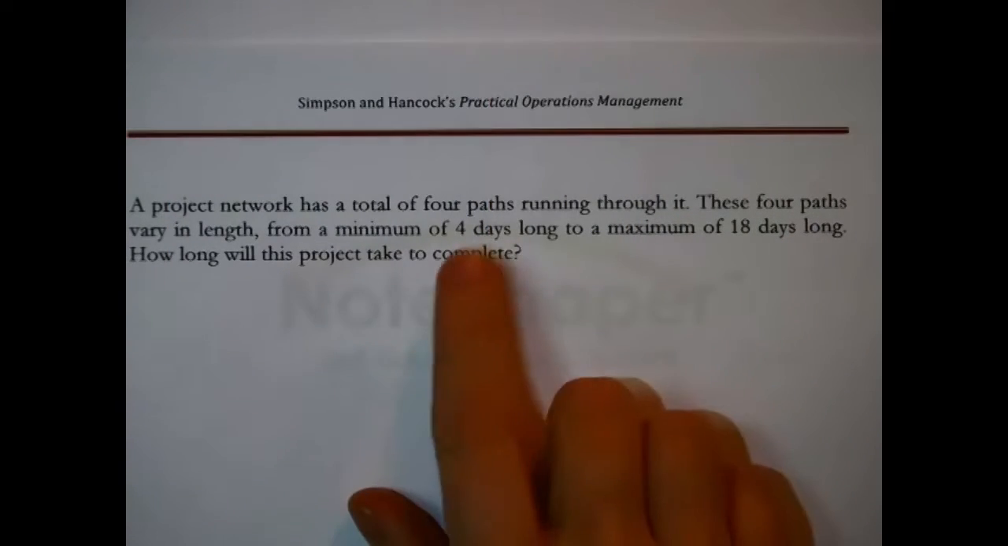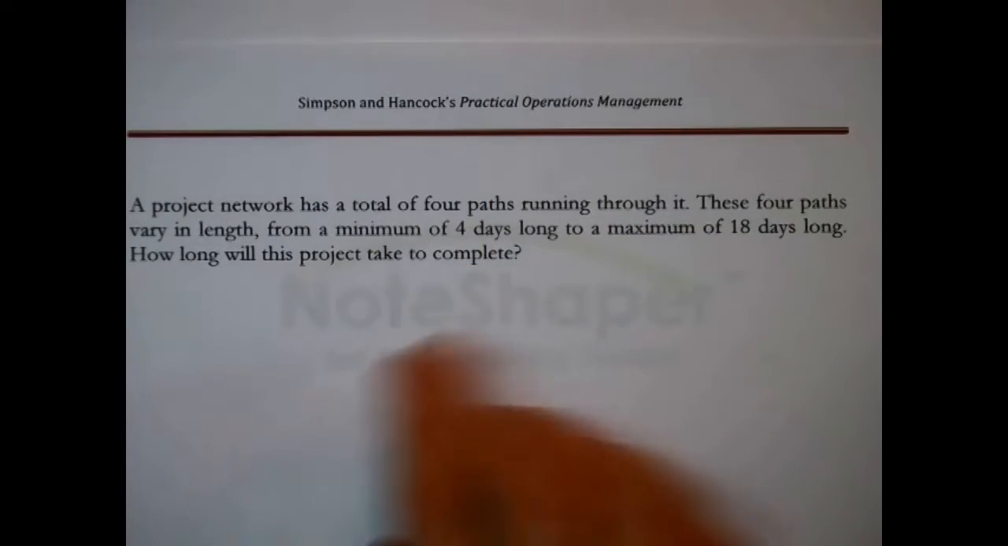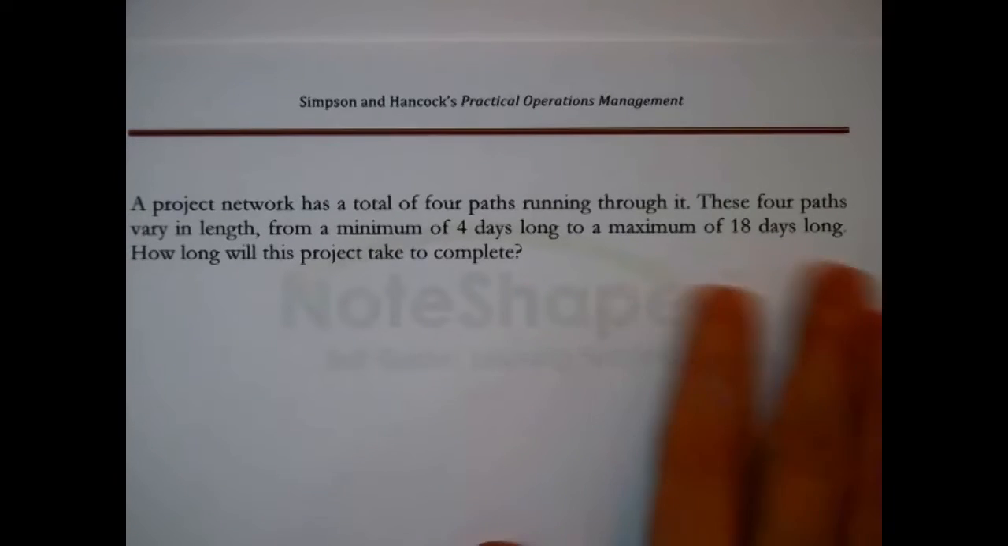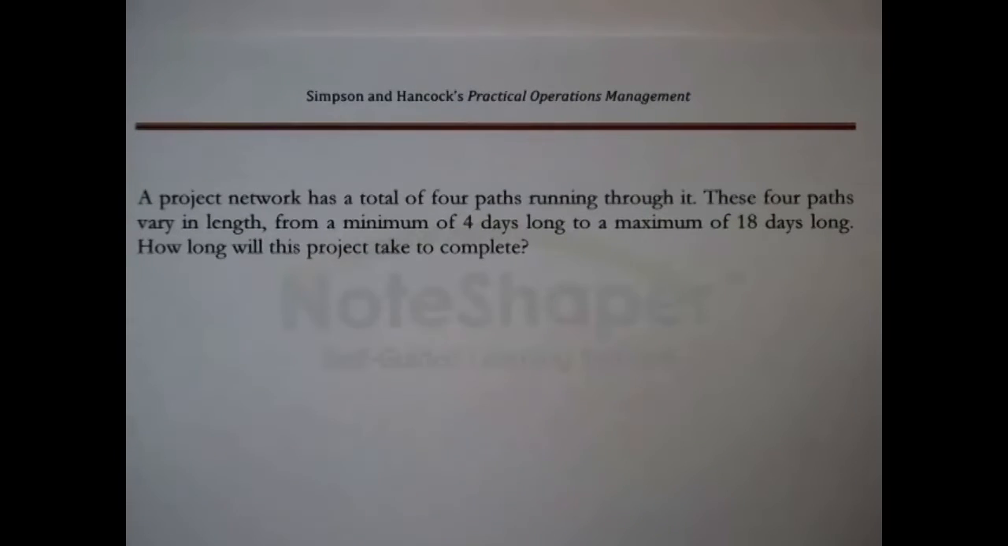A project network has a total of 4 paths running through it. These 4 paths vary in length from a minimum of 4 days long to a maximum of 18 days long. How long will this project take to complete?